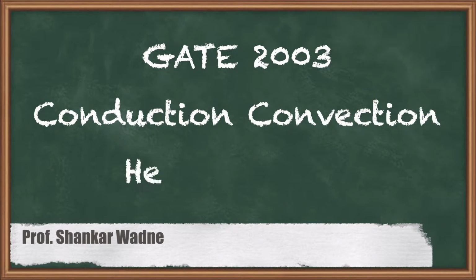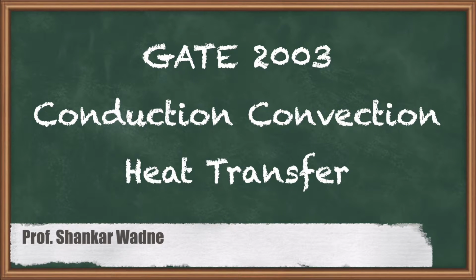Hello, my dear students. In this lecture, we are going to see one previous year GATE numerical. This question was asked in GATE 2003 for 4 marks. This is a common data question, that is for question number 1 and question number 2. They have provided common data, and they are asking question number 1 for 2 marks and question number 2 again for 2 marks.